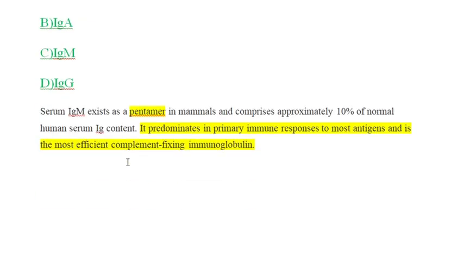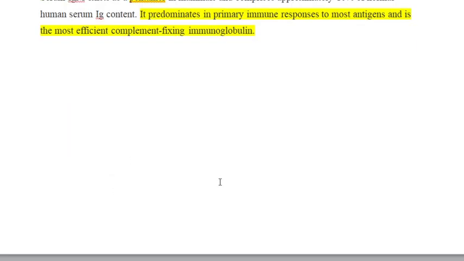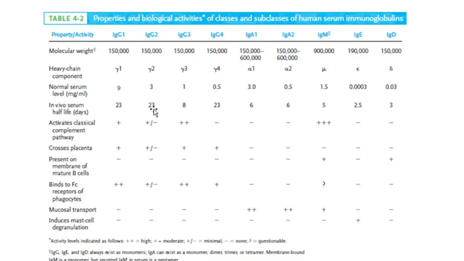Next, which is the most efficient complement fixing class of antibody? The answer is IgM. IgM has a pentameric structure, and this antibody predominates in the primary immune response to most antigens, and it is also the most effective complement fixing immunoglobulin. Here you can see the properties and biological activities of all the classes and subclasses of the immunoglobulins. Since IgM has a pentameric structure, it has a high molecular weight.